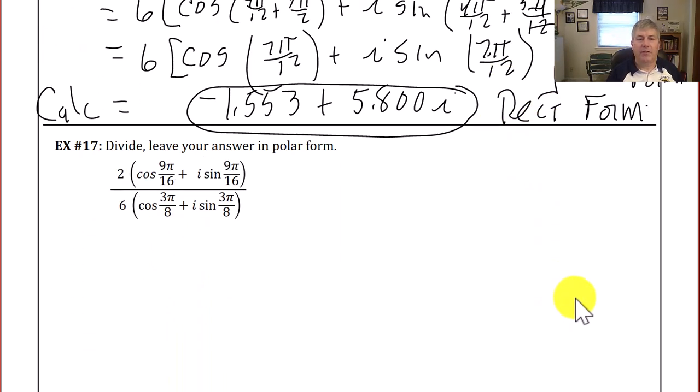Let's do example 17. We're going to divide. I'm going to call the numerator Z1, and the denominator Z2. So we want Z1 divided by Z2, which will simplify to 2 over 6. So we'll have 1 over 3, or 1/3.